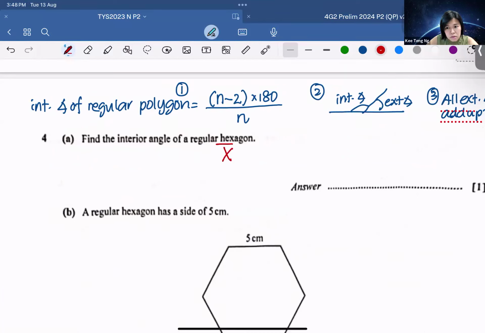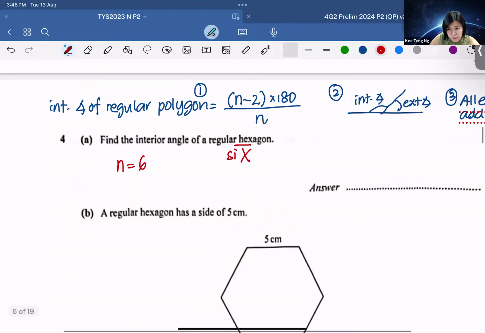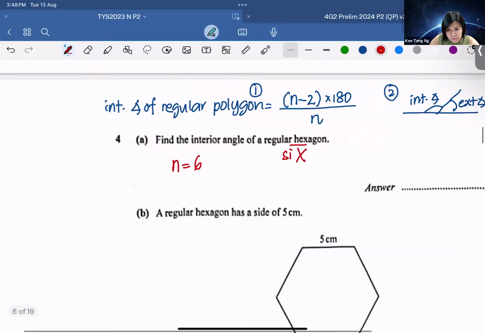Okay, so now I want to find the interior angle of a regular hexagon. Anyone remember hexagon? n is equal to how many sides? Yes, 6 sides. So n equals 6. Then what is 5 sides? This one you need to study. 5 sides is called what? Yes, pentagon. 8 sides is octagon. Yes, correct. 7 is heptagon, okay?